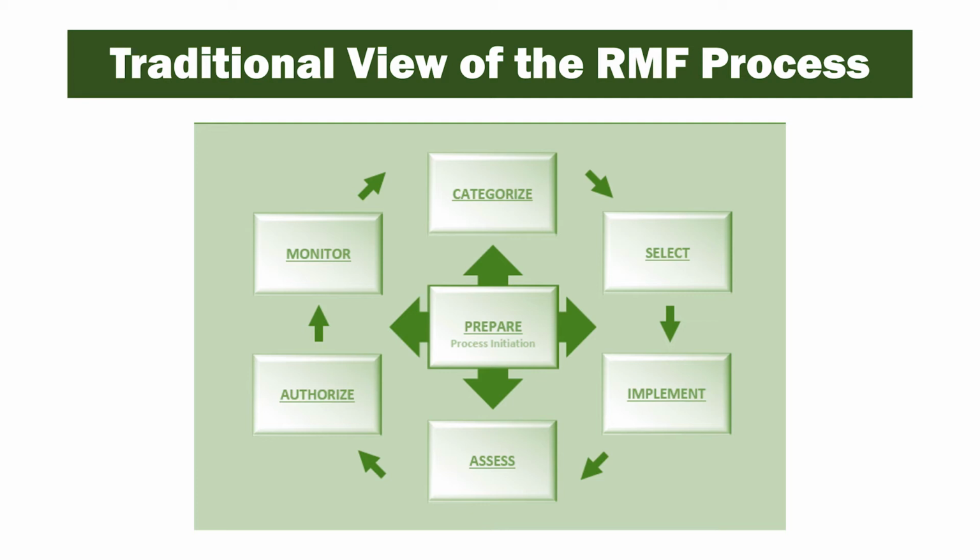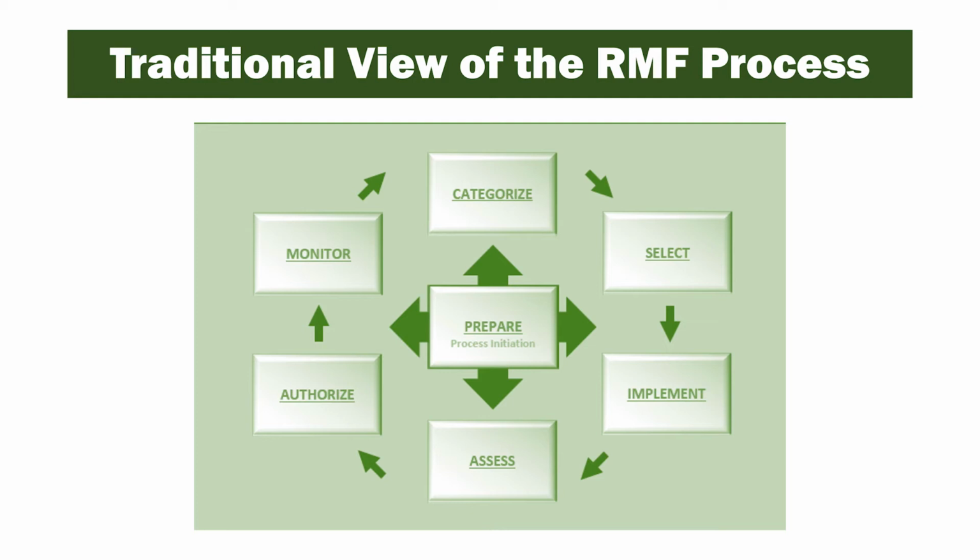This slide is the NIST traditional view of how the risk management process in version 2 looks. In this graphic, you can see the prepare step is in the center of a cyclic activity where categorize is on the top, followed by select, implement, assess, authorize, monitor in a cyclic fashion.